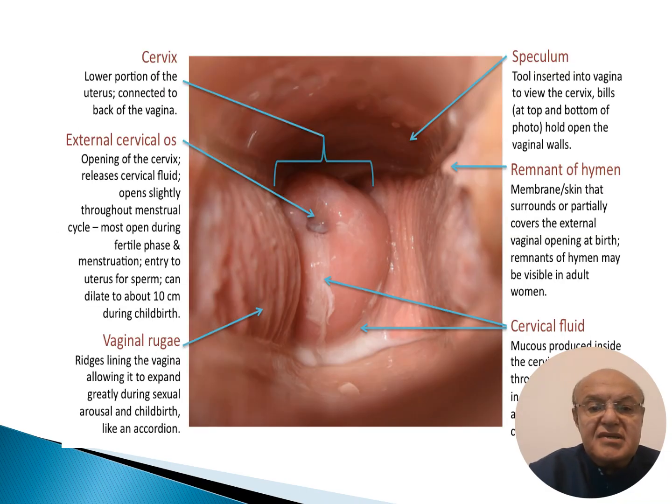This is the cervix here. If you put a speculum in the vagina, you see the cervix with its secretion. This is the external os. There is an internal os at the end of the cervix, and these are the walls of the vagina.